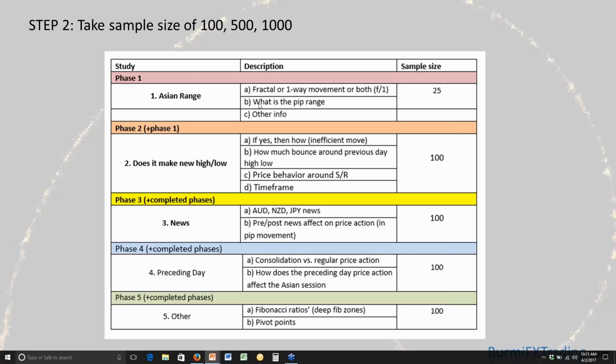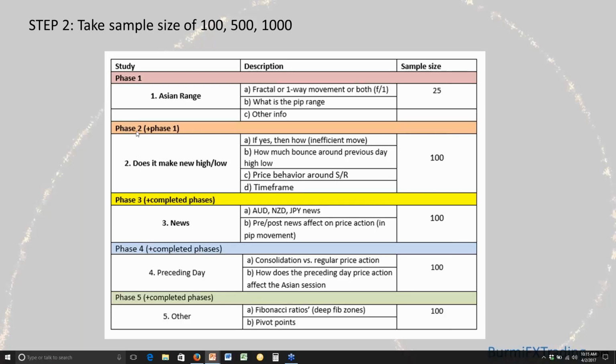Then you just ask yourself, okay, what is the pip range? How much movement do we see? Does it move like 20 pips in Asian range? Does it move 30 pips, 40 pips? So you take a sample size of like 25, and that's going to give you a pretty good idea of what price is doing during Asian session.